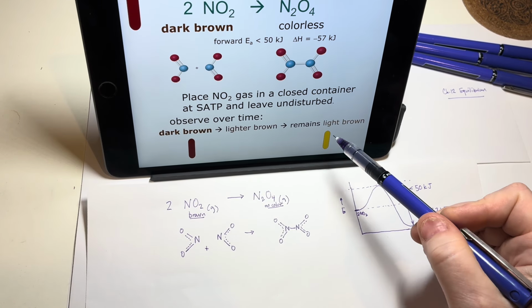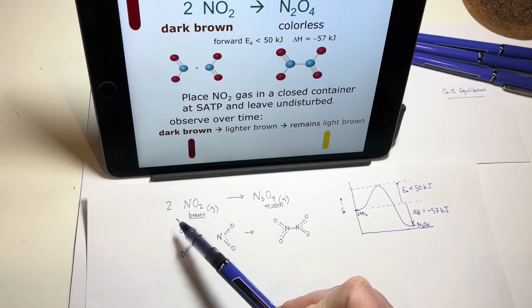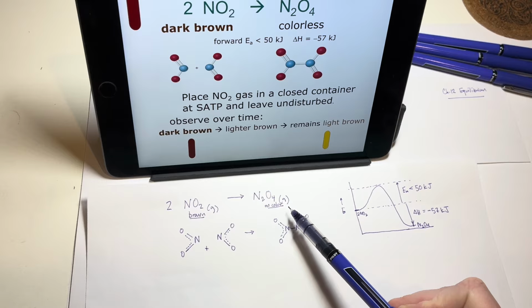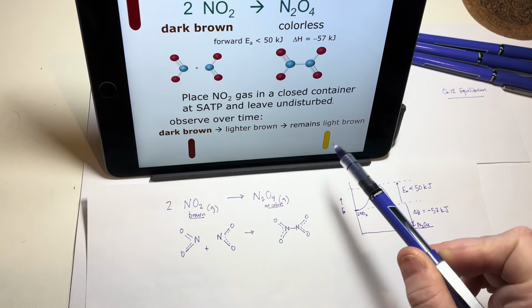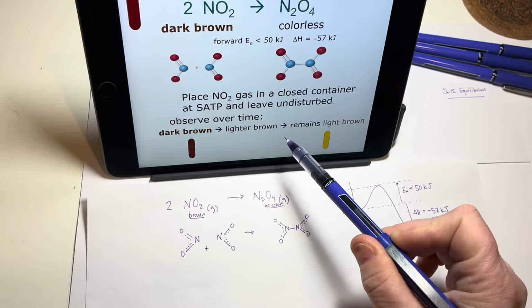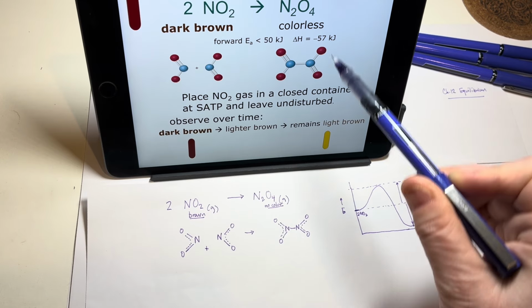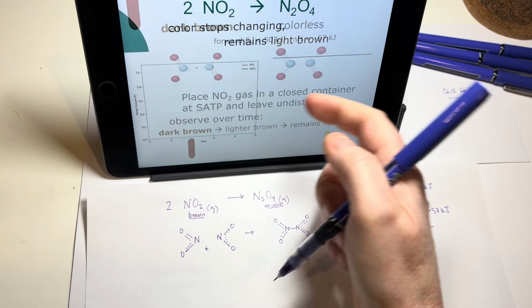What? Why doesn't it go completely colorless? I guess this is one of these reactions that does not go to completion. It remains light brown. The experimental evidence means there's still some color in there. Certainly there's some reaction. Some of the dark stuff disappeared. So that means we got some colorless stuff in there, but it's still light brown. So we want to analyze that.